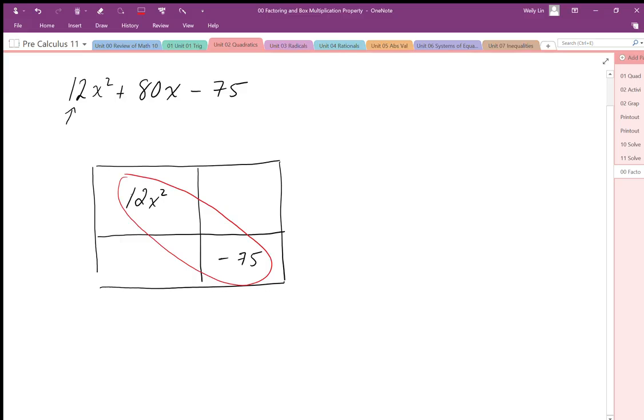So this works out to be 900, or negative 900 x squared. And we know that this diagonal product across the other diagonal must also multiply to negative 900. However, we know it adds to 80. Well, what two numbers multiply to negative 900 and add to positive 80? It's going to be 90x and negative 10x.